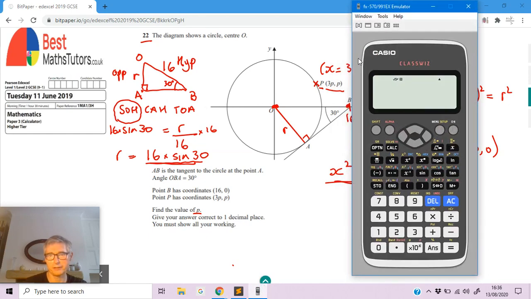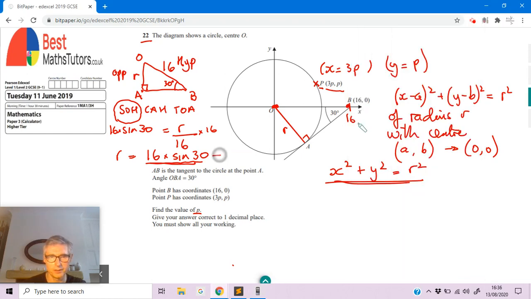I'm just going to show you on here anyway how we would find this. This is a standard calculator, by the way, that you often would use at GCSE, the Casio classwiz. This is an emulator I'm using for the computer. So we go 16 times, and then it's sine 30, because that's the angle. Close the bracket. And if I press equals, then what I get is 8. So that's my radius there, 8.